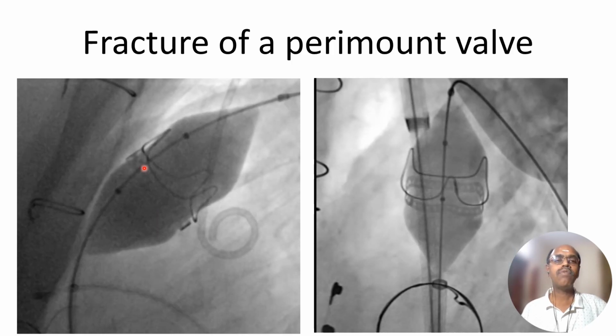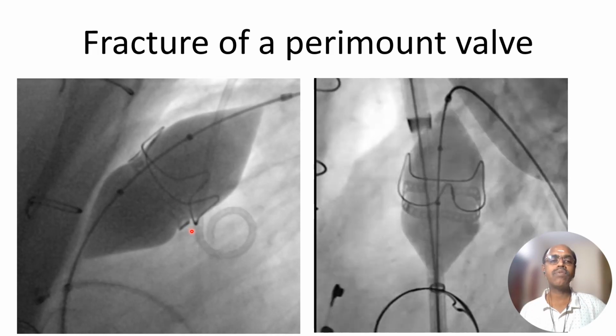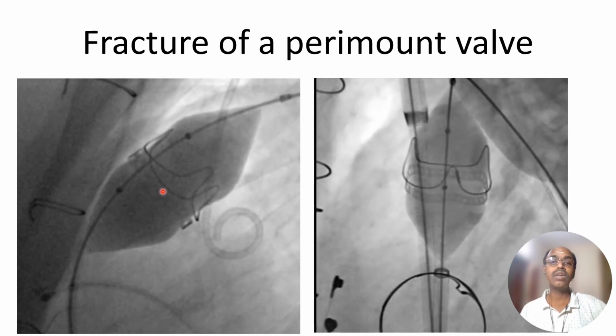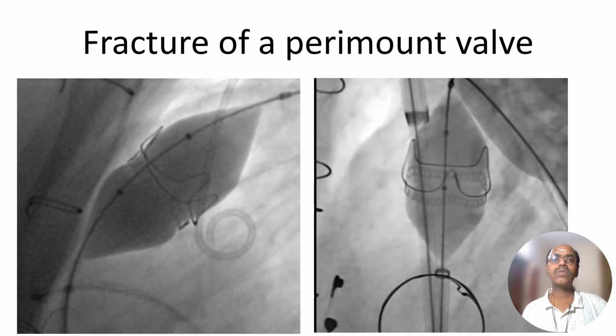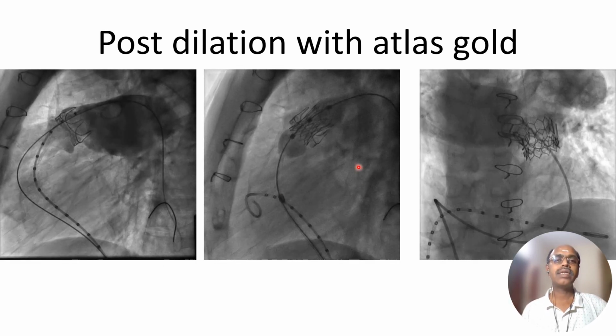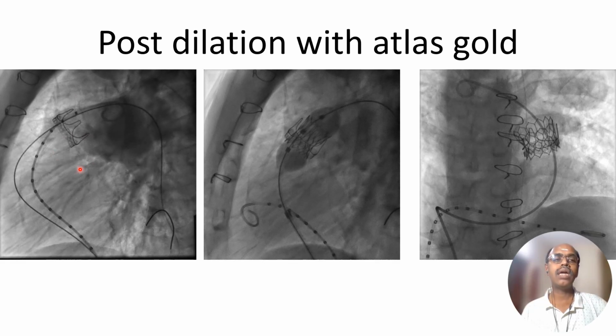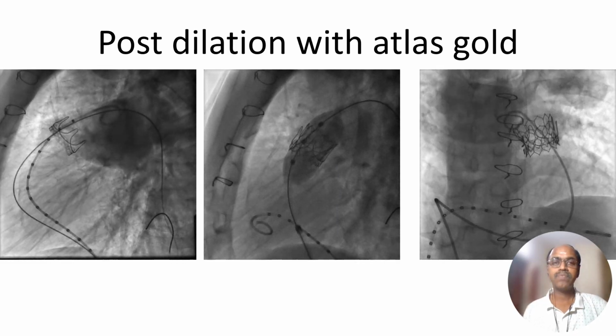An example of a Perimount that is being broken. So this is an example of a Perimount that is getting fractured. You can see the sudden movement of the Perimount valve and it is being fractured. This fracture will be associated with a fall in the pressure in the inflator also. Post dilatation, you can use a larger MyVal into the previous bioprosthetic valve.